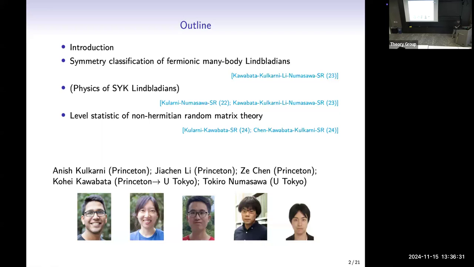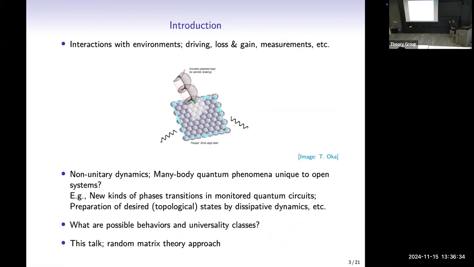Okay. So let me start with a very brief introduction. I am a condensed matter physicist. I used to work a lot on quantum many-body systems in closed, isolated quantum systems, such as, let's say, spin chains or the Hubbard model or something of that sort. But in recent years, partly because of technological advancement, there's a lot of effort in engineering interesting quantum many-body phenomena by taking advantage of the interaction between the target quantum system and the environment.